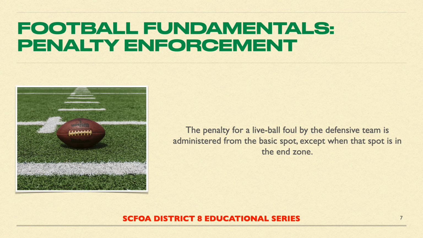Our next penalty enforcement fundamental says the penalty for a live ball foul by the defensive team is administered from the basic spot, except when the spot is in the end zone. There are times when A is penalized from the end zone and not the basic spot. For example, if A throws an illegal forward pass from their end zone, it is a safety whether the penalty is accepted or not. Also, if A holds in the end zone, it is a safety since the spot of the foul is in the end zone.